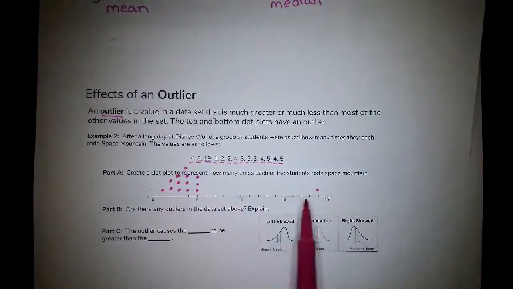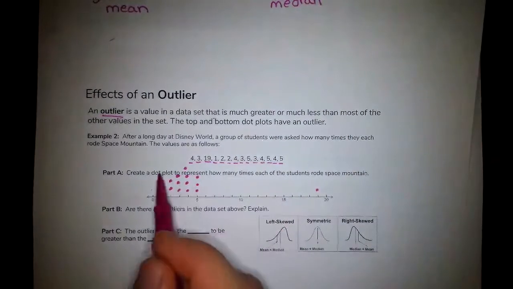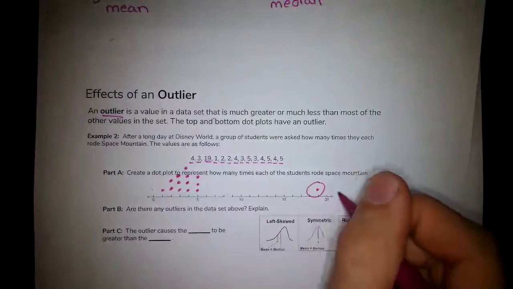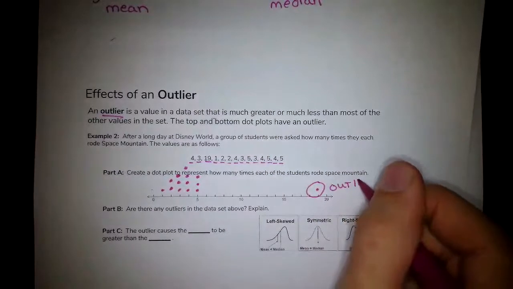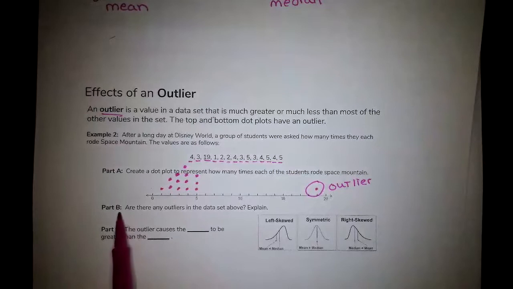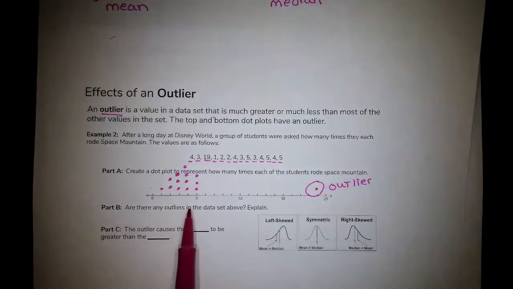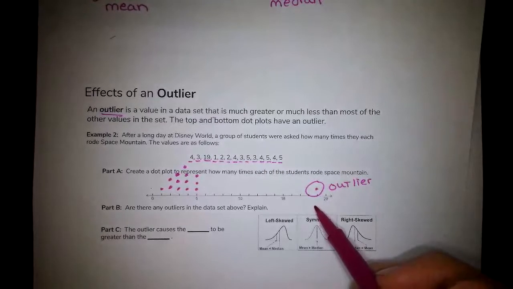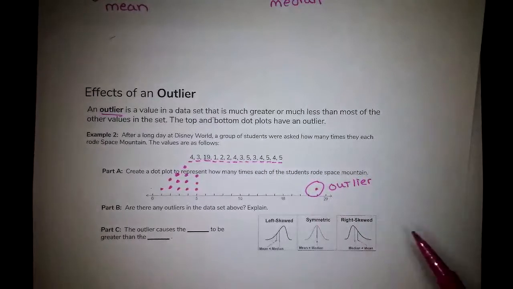Okay, so here's our dot plot. As you notice, most of the data is here, right? Then we have this one guy here. This right here is our outlier. It's the one that's way bigger than all the rest. It's probably a lie. And that answers part B: are there any outliers? Of course, it's right here. Somebody probably didn't ride this ride 19 times, but they might have, who knows?